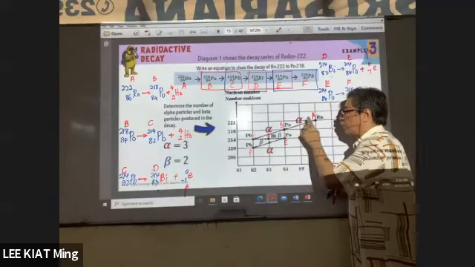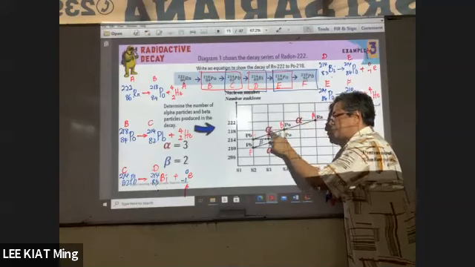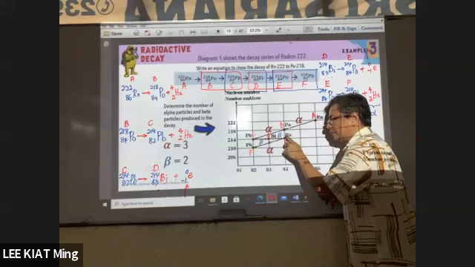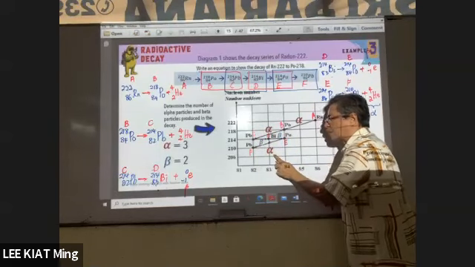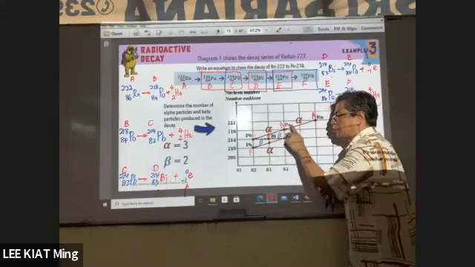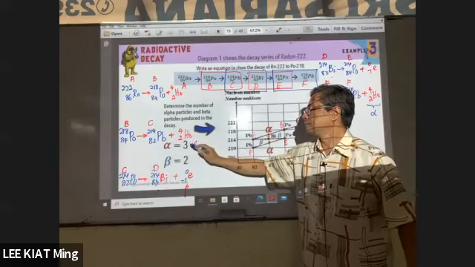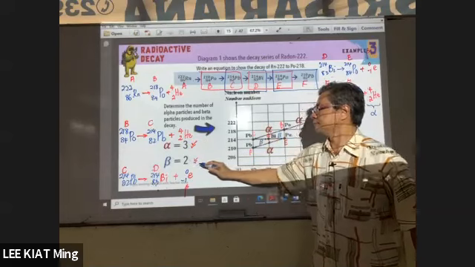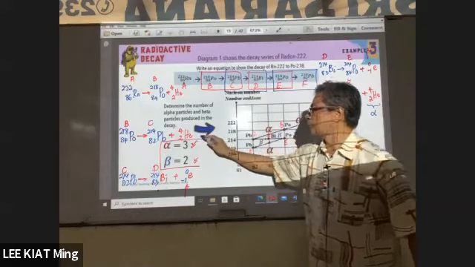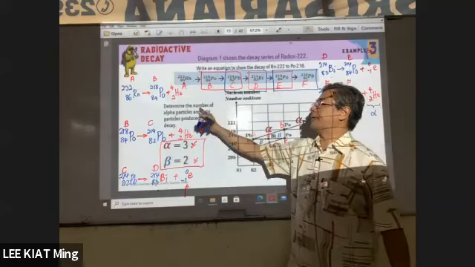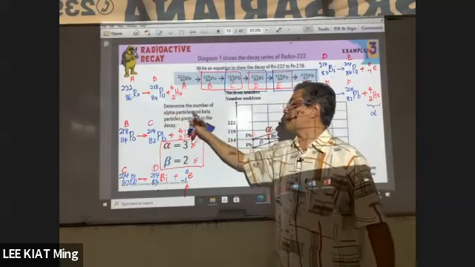Got it? So you go from A to B, one alpha. B to C, one more alpha. C to D, one beta. D to E, one more beta. E to F, one more alpha. It means three alpha and two beta. Three alpha and two beta. They ask you to determine the number of alpha particles and beta particles.